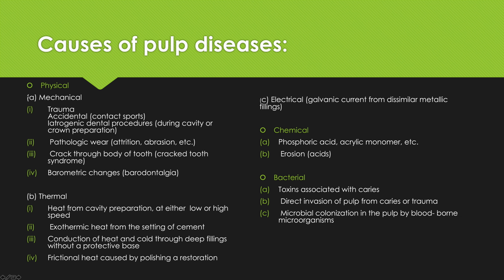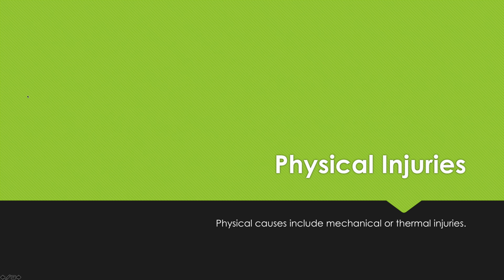Then we have bacterial causes, which is the most common cause, where toxins related to caries play a major role. We also have direct invasion of pulp from caries or trauma, and microbial colonization in pulp by blood-borne microorganisms. So we will be further studying the different details on these topics. So let's begin with physical injuries.